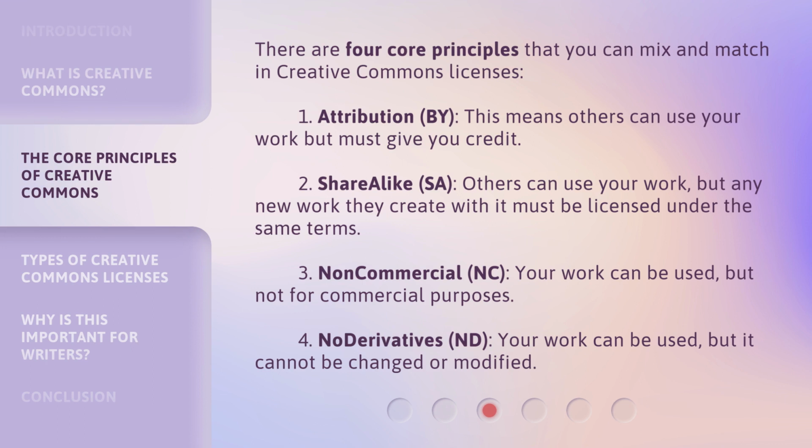There are four core principles that you can mix and match in Creative Commons licenses. 1. Attribution, BY. This means others can use your work but must give you credit. 2. Share alike, SA. Others can use your work, but any new work they create with it must be licensed under the same terms. 3. Non-commercial, NC. Your work can be used, but not for commercial purposes. 4. No derivatives, ND. Your work can be used, but it cannot be changed or modified.